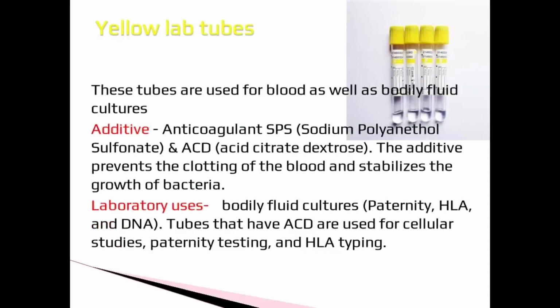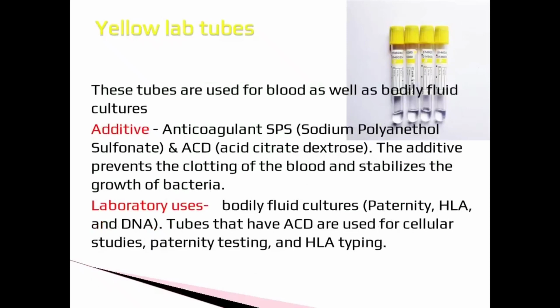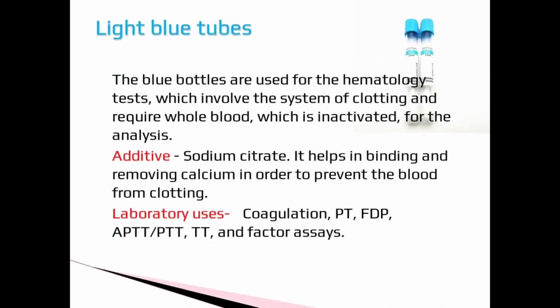The yellow tubes are used for blood as well as bodily fluid tests. Commonly used additives include the anticoagulant SPS, sodium polyanethol sulfonate, to prevent the clotting of the blood and stabilize the growth of bacteria. These test tubes are used for tests, for example tests of body fluids, HLA, DNA and cultures, etc.